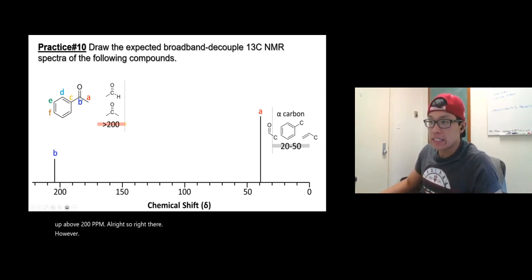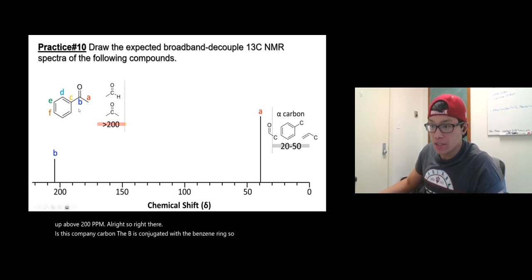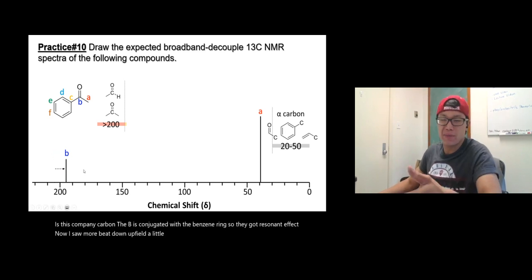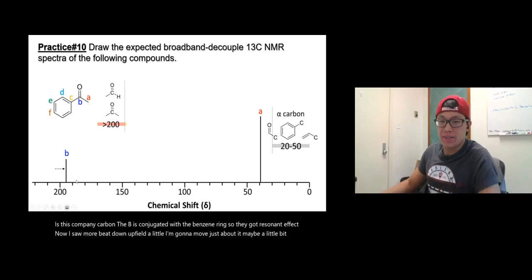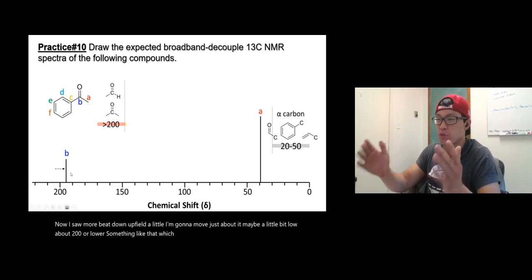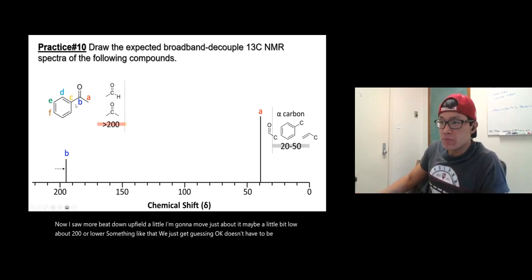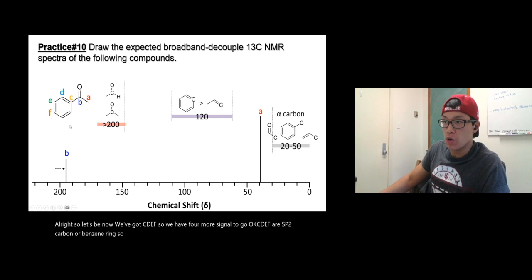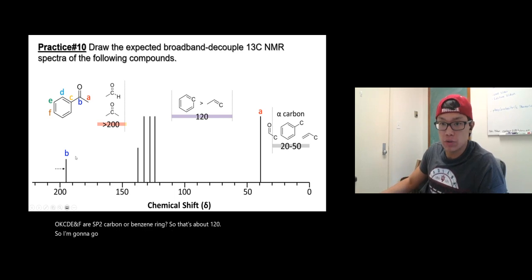However, the carbonyl carbon B is conjugated with the benzene ring, so there is a resonance effect. So move B upfield a little, maybe to about 200 or a bit lower. We're just guessing; it doesn't have to be exact. So that's B. Now we have C, D, E, and F, so 4 more signals to go. C, D, E, and F are sp2 carbons on the benzene ring, so that's about 120. So we're going to go something like right there, 4 signals.